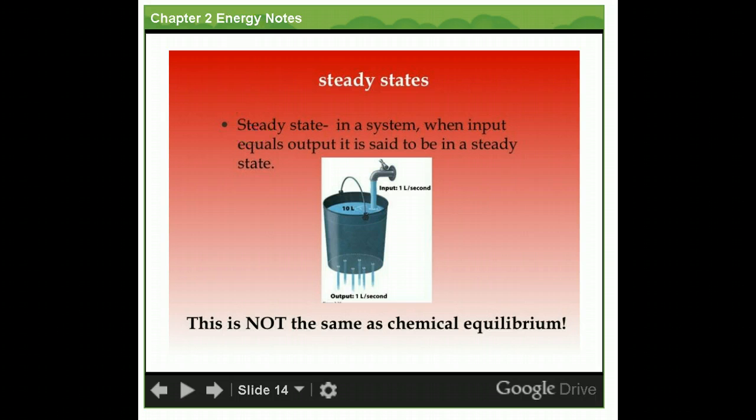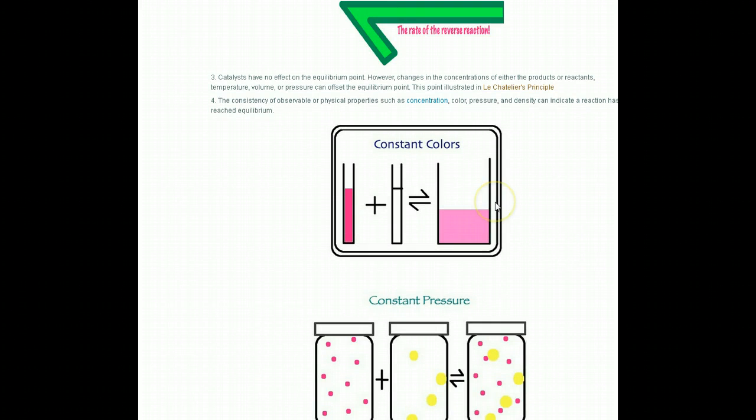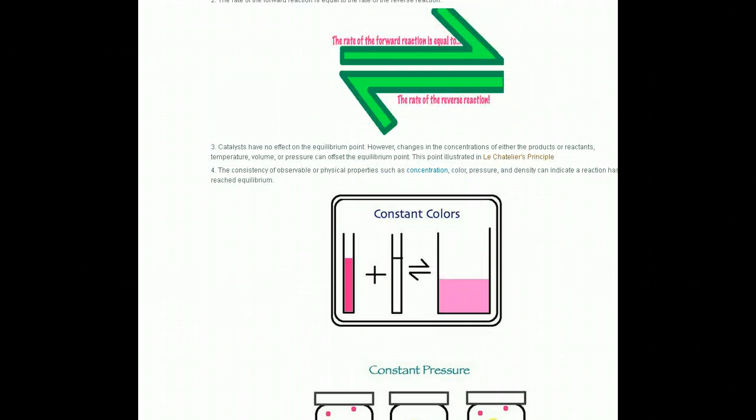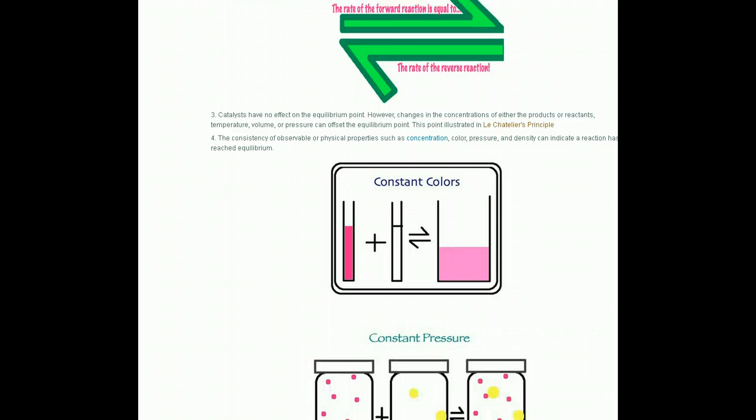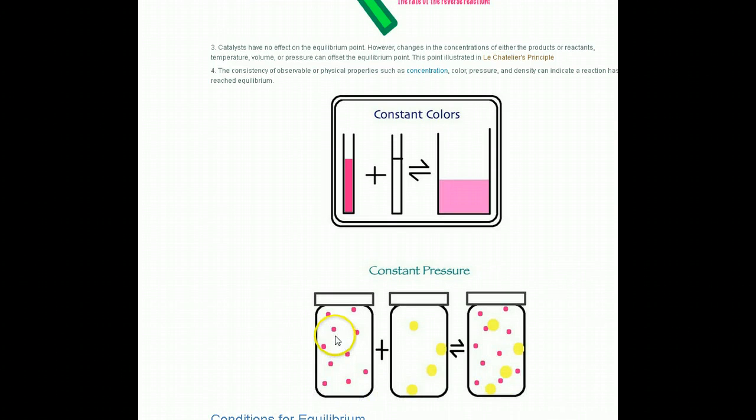So chemical equilibrium, let's look at that real quick, says that the rate of the forward motion of a chemical reaction is exactly equal to the rate of the reverse reaction. So if I have this red chemical and the white chemical, and they make a pink chemical, then this pink chemical is going to break down and make those two again. So this is a chemical equilibrium, but it's not a steady state. For another example, I have pink and yellow. I put them together, they form this molecule right here, and then they also break down like that.